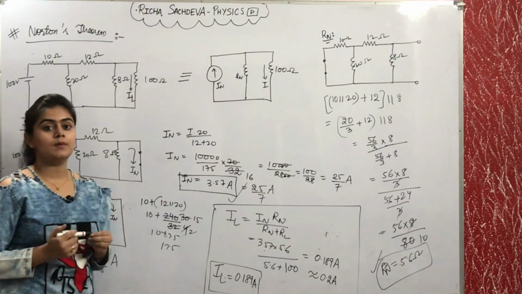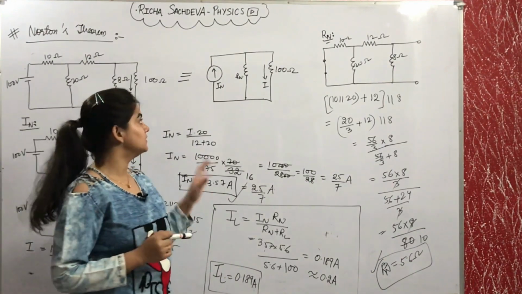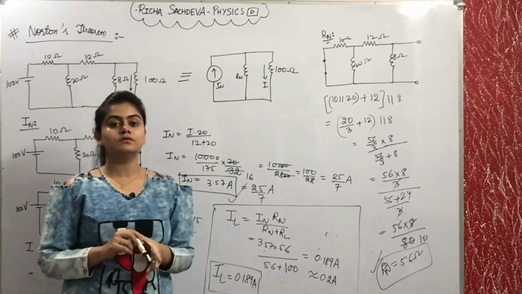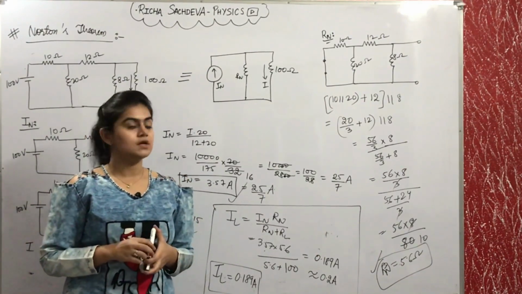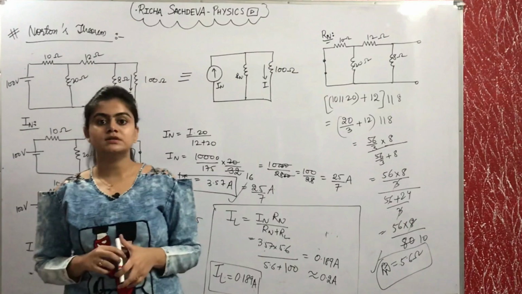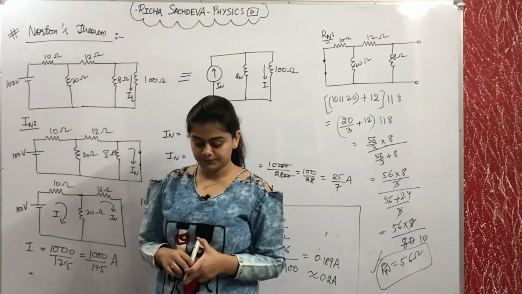So this was all about Norton's theorem. After this we will learn how to convert a voltage source into a current source or a current source into a voltage source. And after that we will move towards the maximum power transfer theorem.